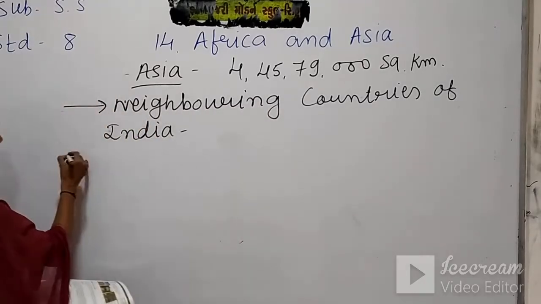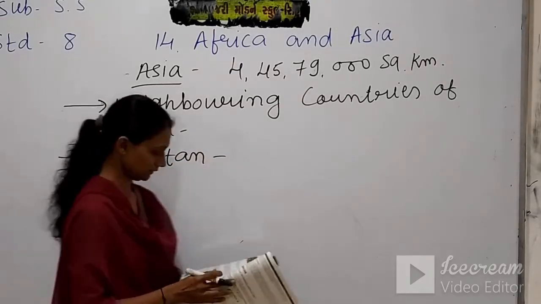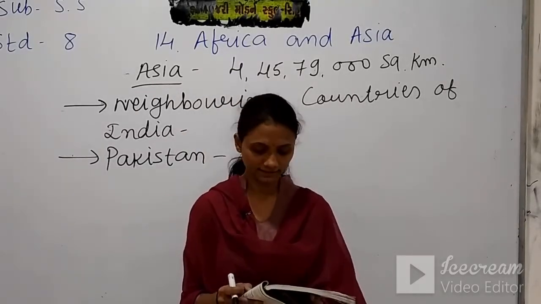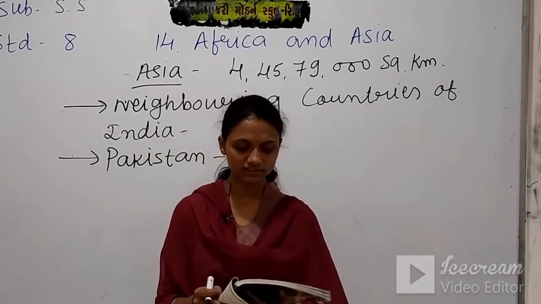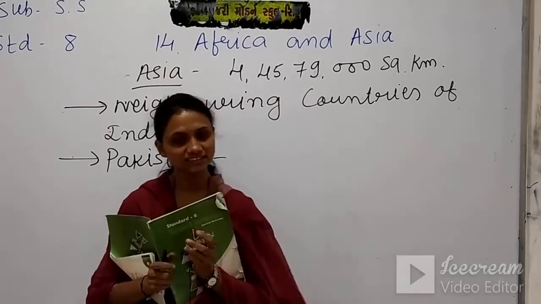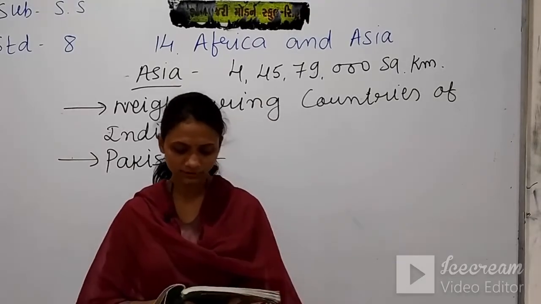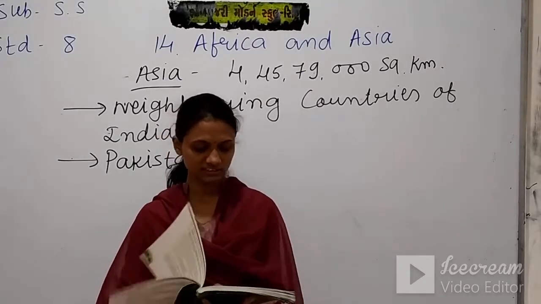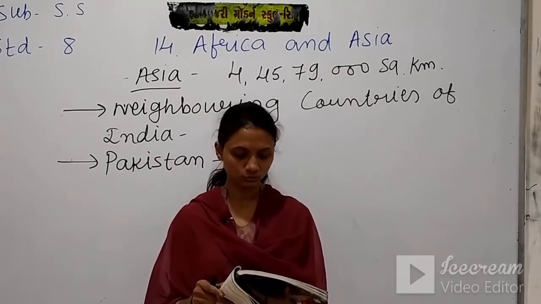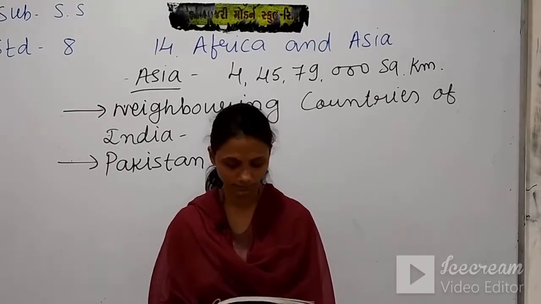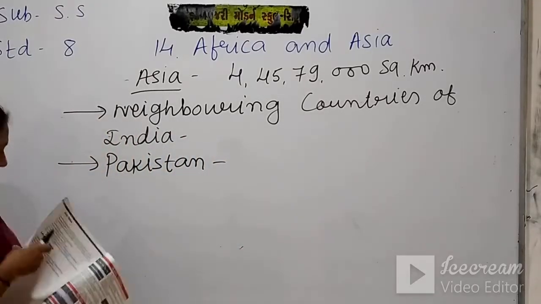First we have Pakistan. Pakistan is our neighboring country. It declared itself an Islamic nation after it attained independence along with India. Its capital is Islamabad. Khyber Pass, which is in the Hindu Kush range, is located in Pakistan. The perennial river Sindhu has enabled the green revolution in Pakistan. Cotton is the most important crop of Pakistan. Okay, this is the information about Pakistan.